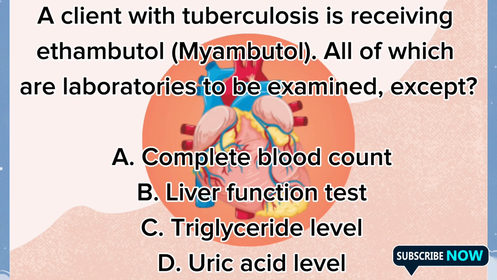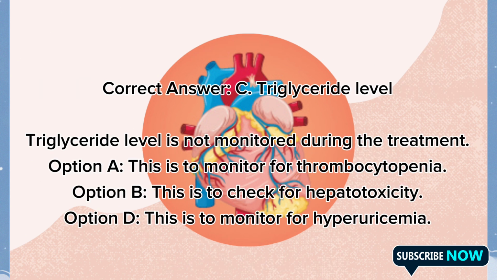A client with tuberculosis is receiving ethambutol. All of the following laboratory tests are to be examined except: A, complete blood count; B, liver function test; C, triglyceride level; D, uric acid level. Triglyceride level is not monitored during the treatment.